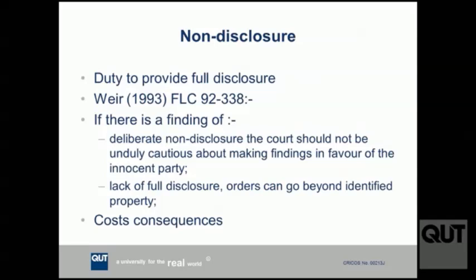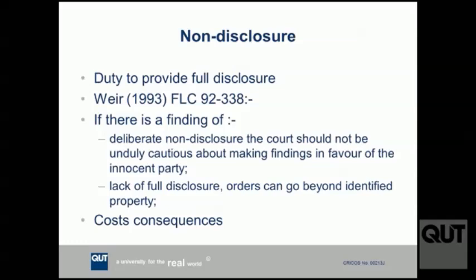As I said earlier, if a party fails to provide full disclosure, then the court does not need to be overly cautious in making findings in favour of the innocent party who has fully disclosed. So a lack of full disclosure means that the court's orders can go beyond the identified property. What I mean by this is, say if the court is aware of an asset pool that consists of, say, 500,000 of non-superannuation assets and 200,000 of superannuation assets, the court can act on the basis that there's more in the pool than that, even if you don't exactly know how much more.